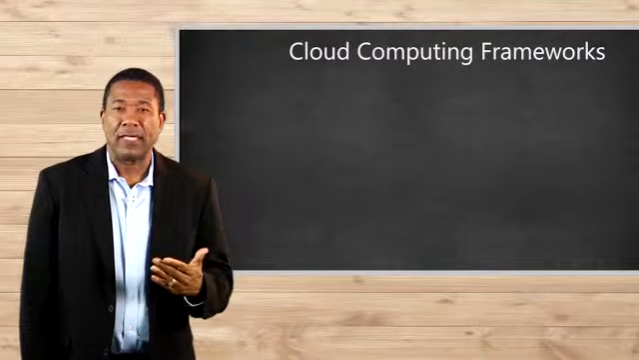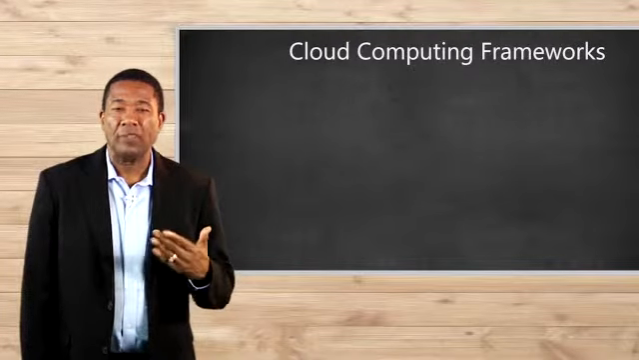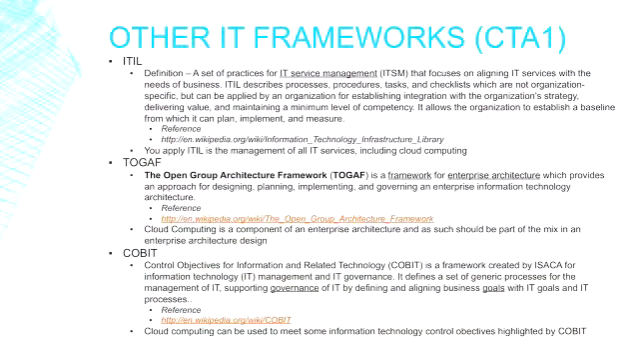A final architectural framework we want to talk about is COBIT, Control Objectives for Information and Related Technologies. This was created for IT management and IT governance. It defines a set of generic processes for the management of IT. It complements cloud computing reference frameworks. Cloud computing can be used to meet some information technology control objectives that are highlighted by COBIT.